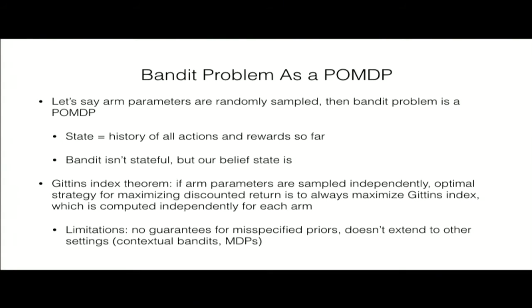So that's not such a practical solution. And it turns out there's this remarkable Gittins index theorem, which says that you only have to compute a certain quantity for each bandit separately without knowing anything about the other bandits. And then you choose the bandit with the highest Gittins index.